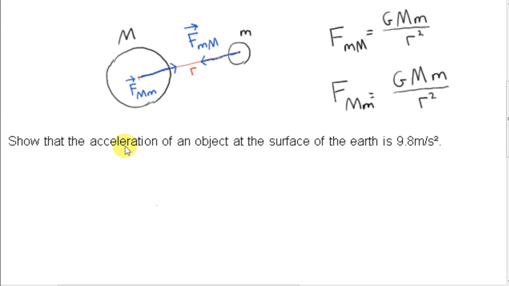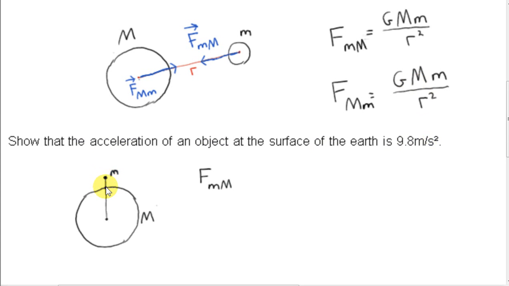Now we have already seen that the acceleration due to gravity of an object at the surface of the Earth is 9.8 meters per second squared. This result actually comes out of Newton's law of gravitation. So let's consider a mass m, I'll denote it by little m, at the surface of the Earth. It might be a certain distance above the surface of the Earth, but that's not going to matter too much as long as this mass is close to the surface of the Earth.